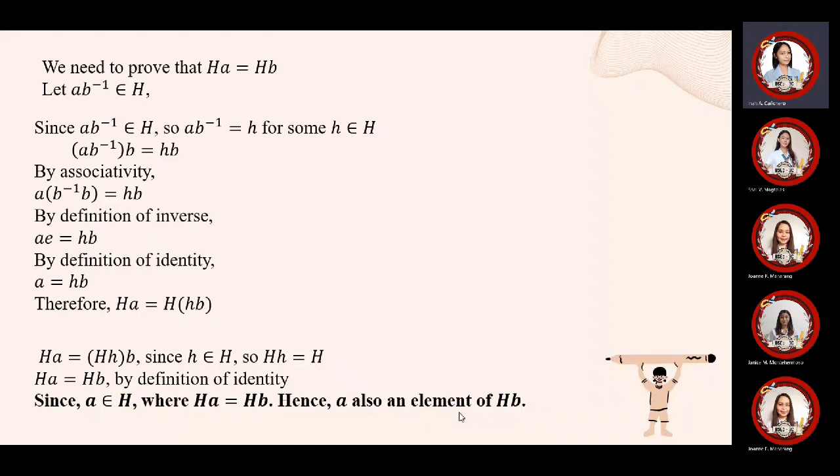By the definition of identity, since A is an element of H, where HA is equal to HB, hence A is also an element of HB.